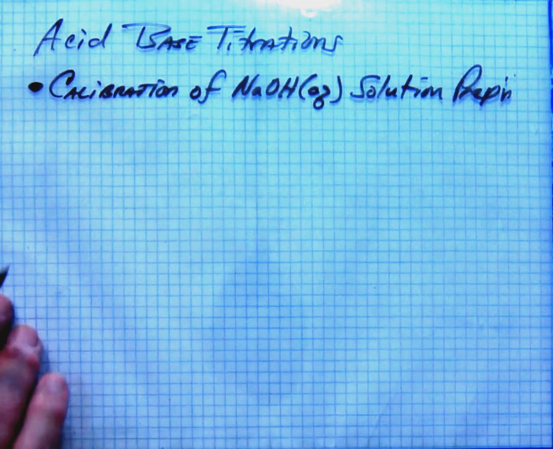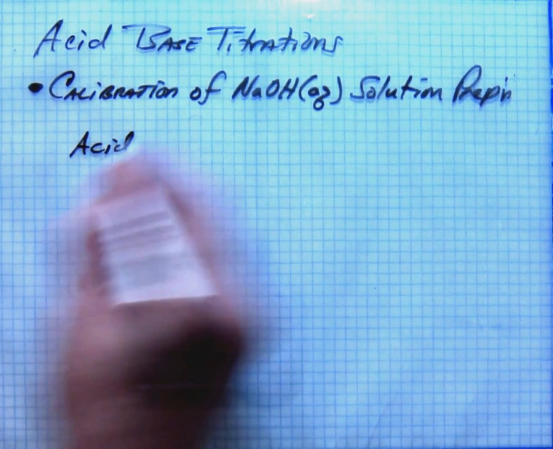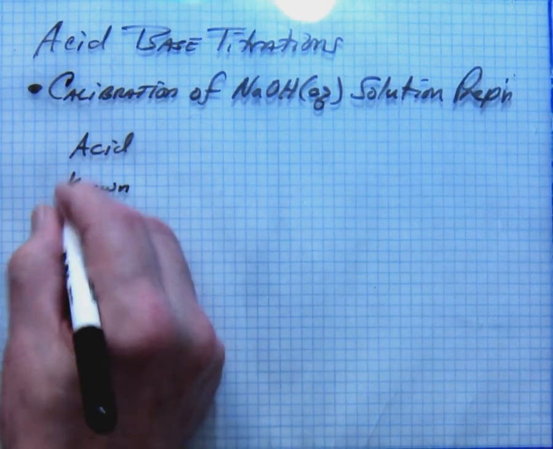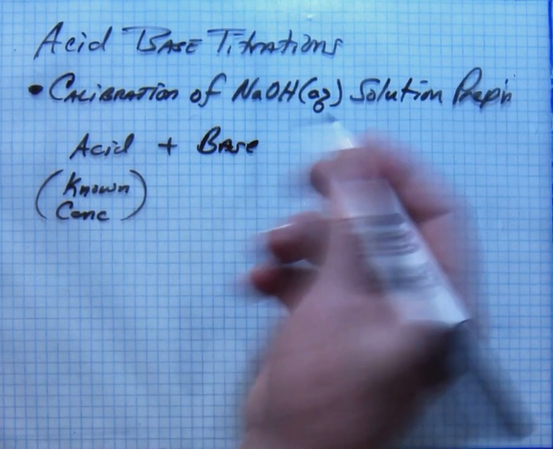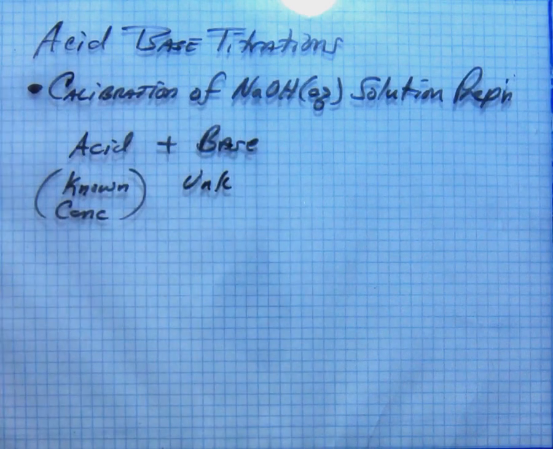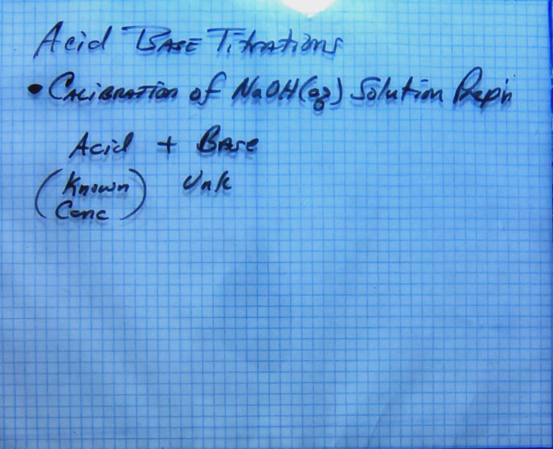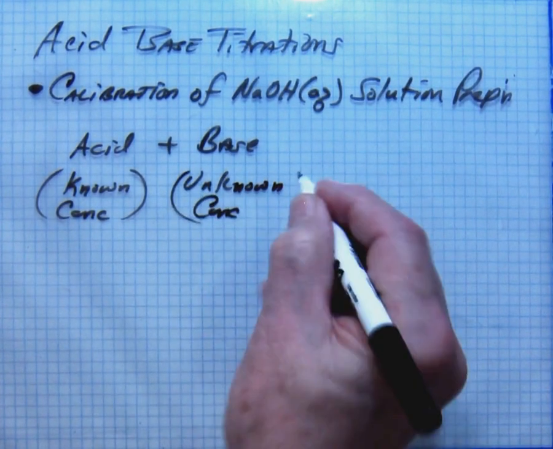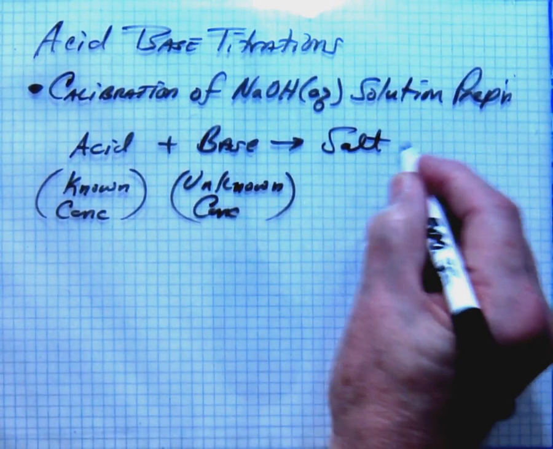Okay? Now, what you're doing is adding an acid of known concentration into the base prep of unknown. You do know it's close to 0.25, I know that. But we're going to call it an unknown because you're trying to verify it. We'll give a salt plus water.